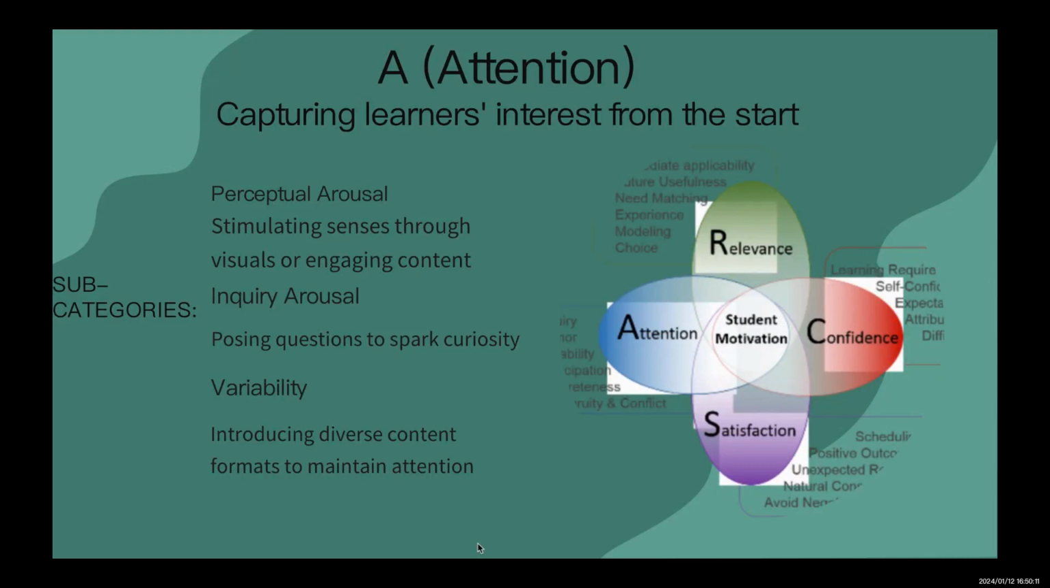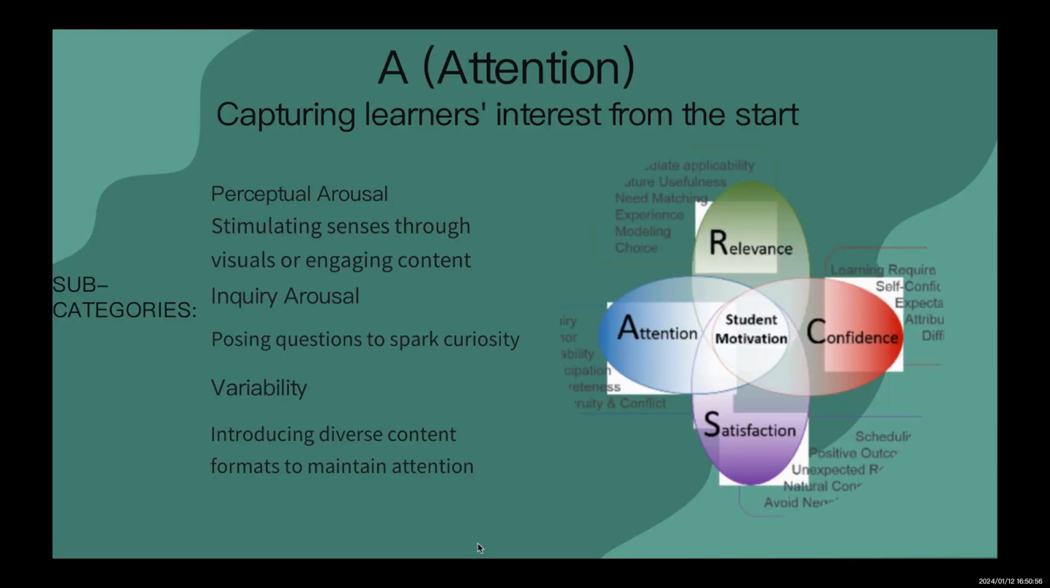The first one, A, points to attention. So what is attention in our course? You can focus on capturing learners' interest from the start. Capturing or grabbing learners' interest from the start is very important, because if your learners are not very interested in what you have taught in this lesson, they maybe cannot pay full attention or cannot concentrate on the learning process. It is very inconvenient for the learning process.